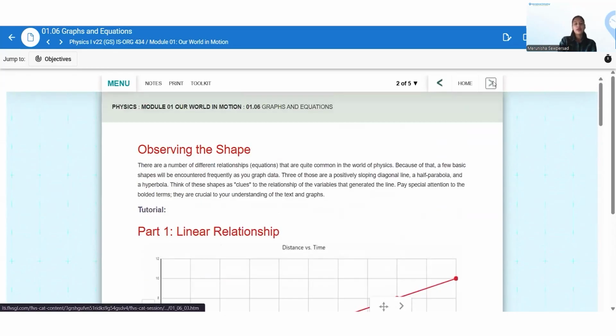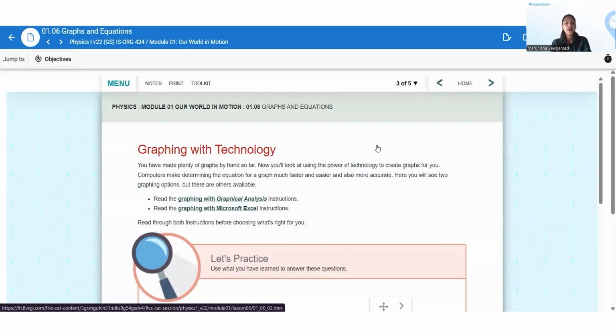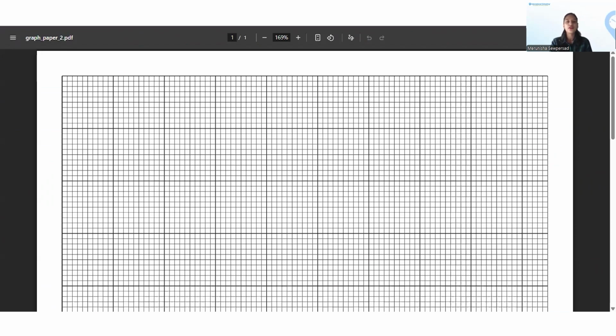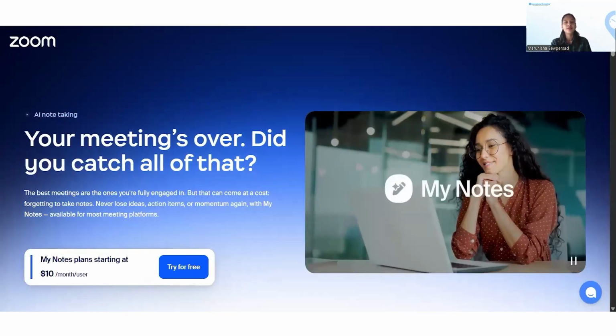Those are the types of graphs that we have and that we can observe. Now, there are ways to graph with technology. Microsoft Excel does this amazingly. You can use graphical analysis. Just do a quick Google search, and you should have access to that. Both of these ways are accepted. I'm very old-fashioned, so I like to draw it by hand. I like to draw it on graph paper like that.